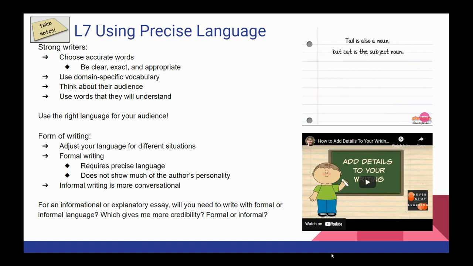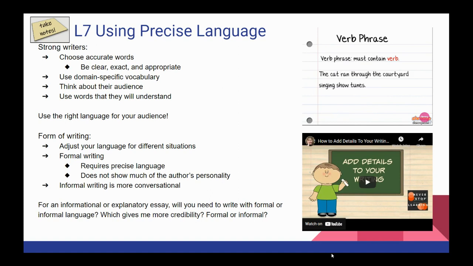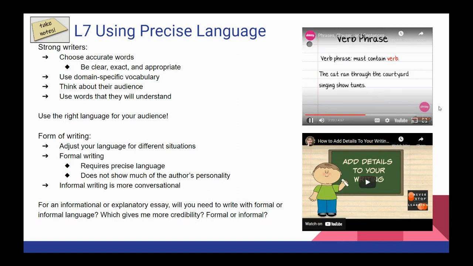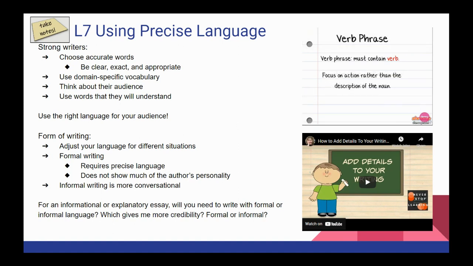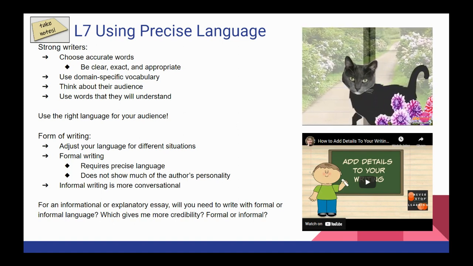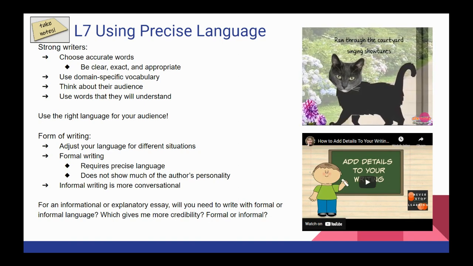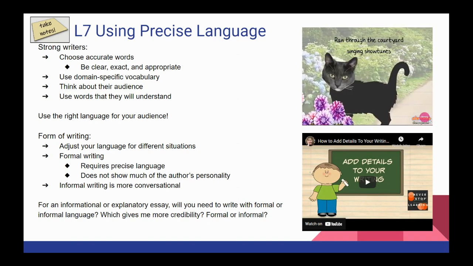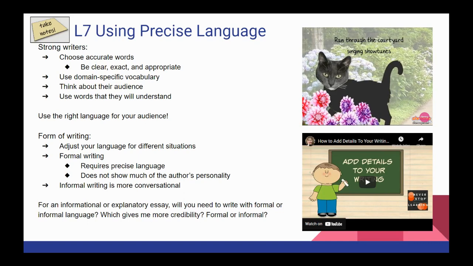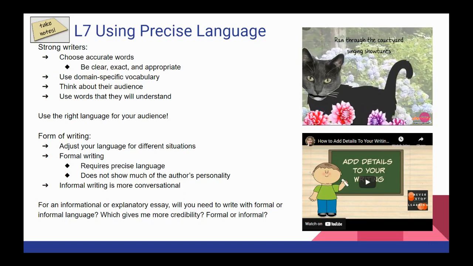Well, if there's a noun phrase, there must also be a verb phrase, right? Oh, you're so smart. If we turn our original sentence into the cat ran through the courtyard singing show tunes, we've once again made our sentence more interesting. Except this time we're focusing on an action rather than on the physical description of a noun. So here our verb phrase is ran through the courtyard singing show tunes. We're guessing something from Cats. Memories.